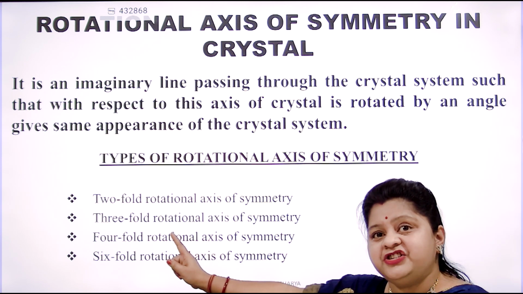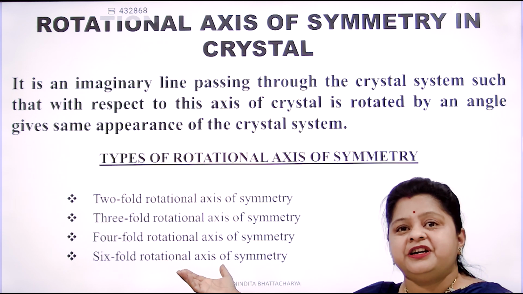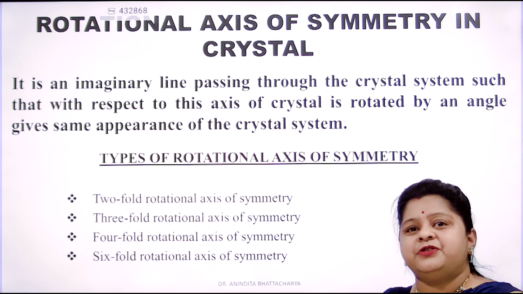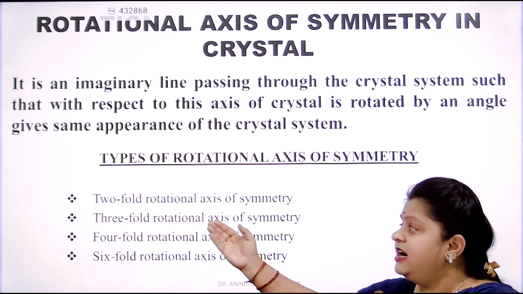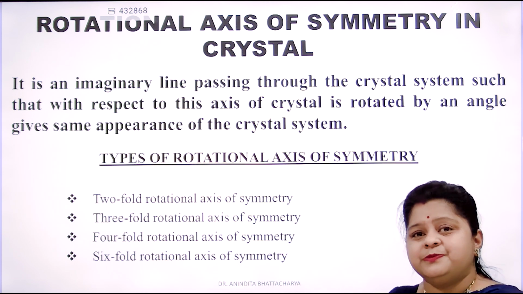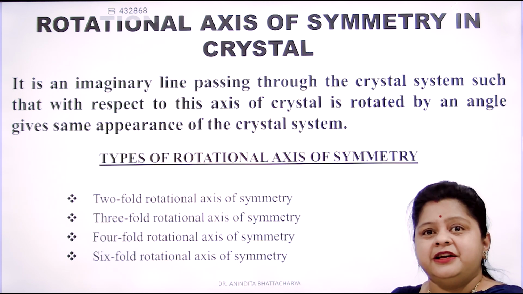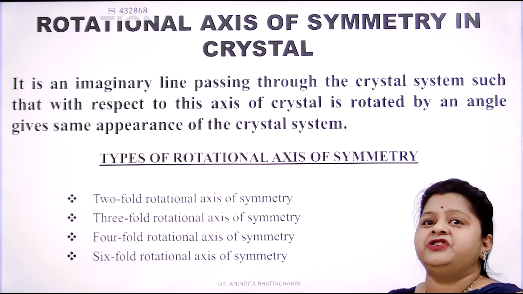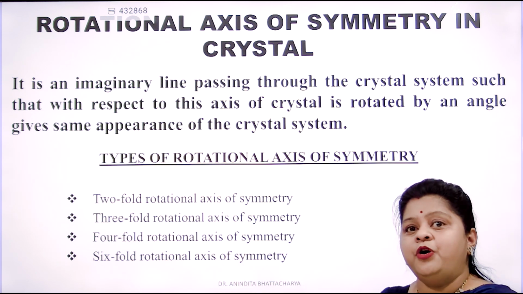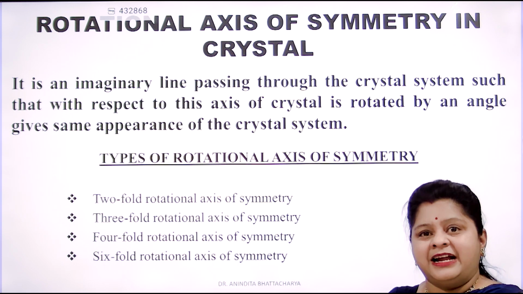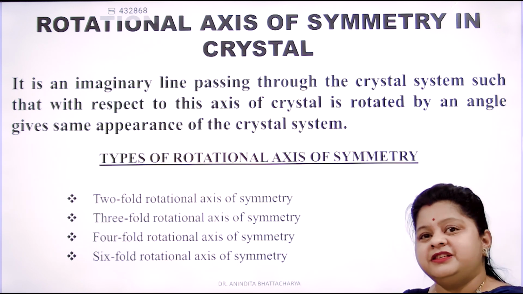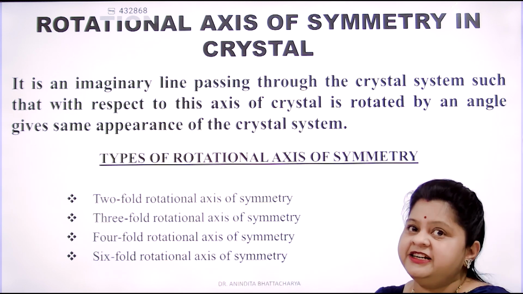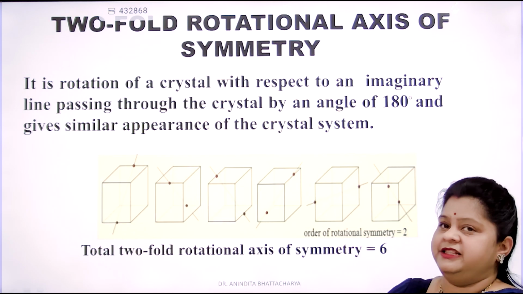We have a two-fold rotational axis, that is, it is being rotated by 180 degrees, and in 2 times, if the crystal is rotated, we are getting the original structure. Similarly, a three-fold rotational axis, in which it is being rotated by 120 degrees. Rotated 3 times, we are getting the original structure. Next is 4-fold, it will rotate 4 times, that is 90 degrees. So, this is the way we can go. Similarly, 6-fold, that will be 60 degrees. So, you can see this here.